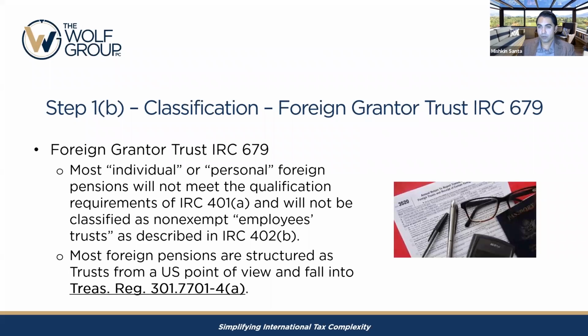Okay, so the foreign grantor trust, which is going to fall under Internal Revenue Code 679. Basically, if you're looking at your plan and it doesn't qualify under 401(a), which most of them don't, or it's not some kind of employer plan where employers are making contributions in excess of the employee, then what's going to happen is you're going to be locked out of 401, you're going to be locked out of 402, and the rules kick you down into 679, and you get to have a foreign grantor trust.